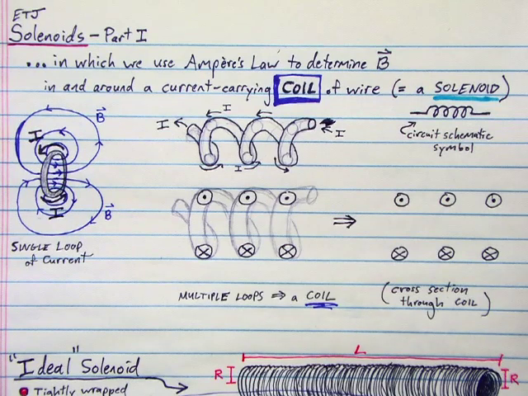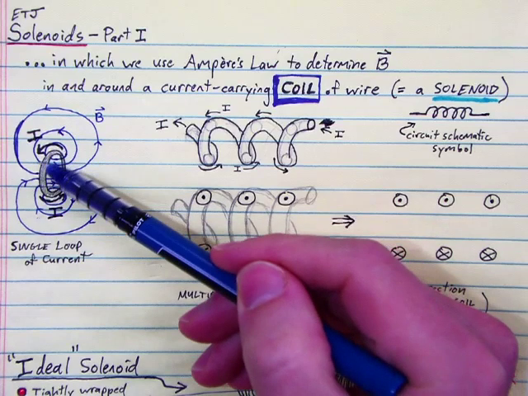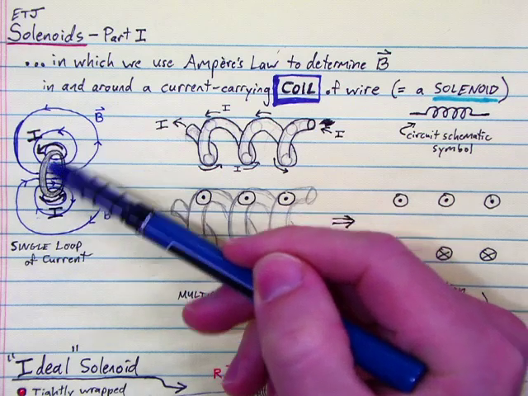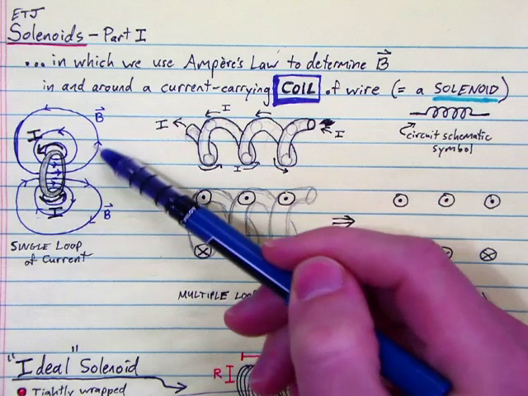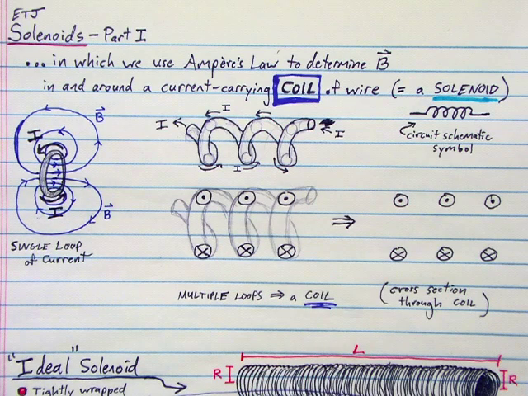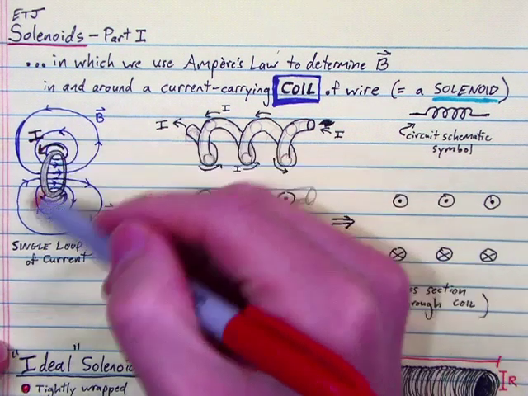If we consider just a single loop of current, just I coming out of the page here, then into the page there, so current just running around in a single loop, we've seen before that it produces this shaped magnetic field in the region around it. This is that characteristic dipole magnetic field.